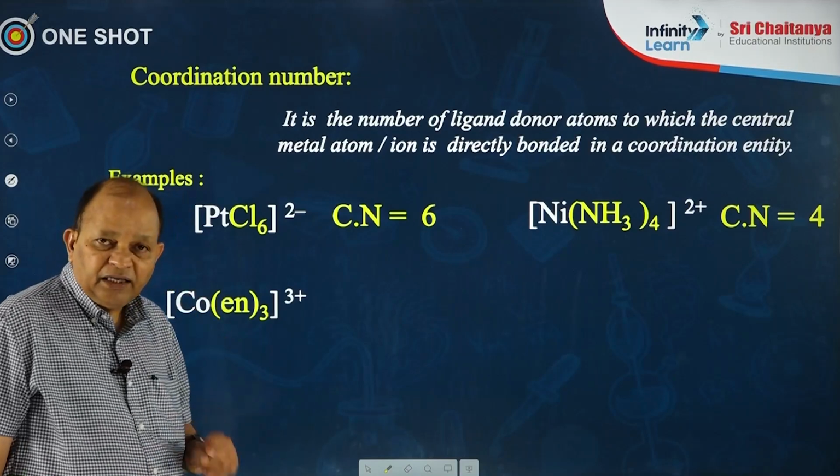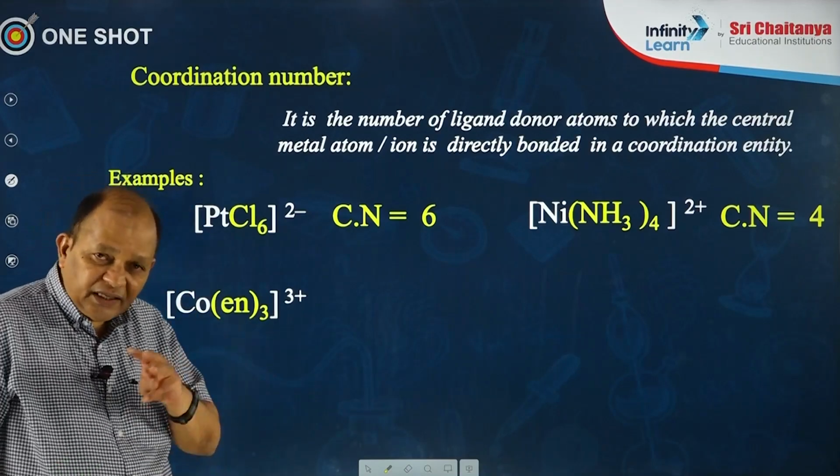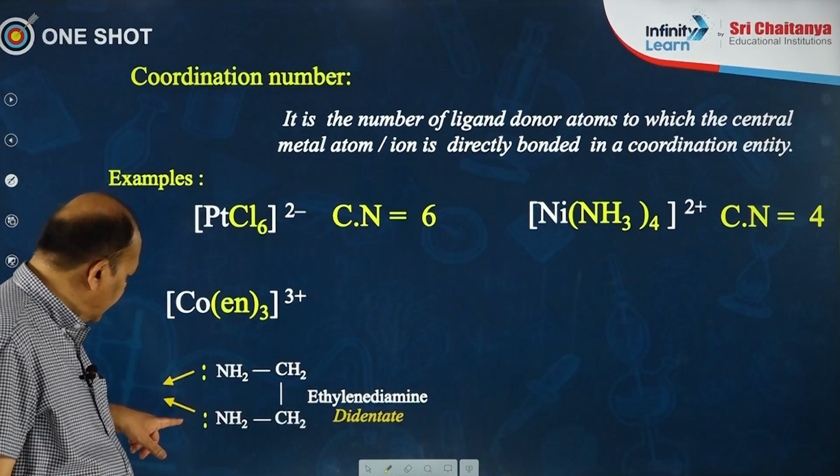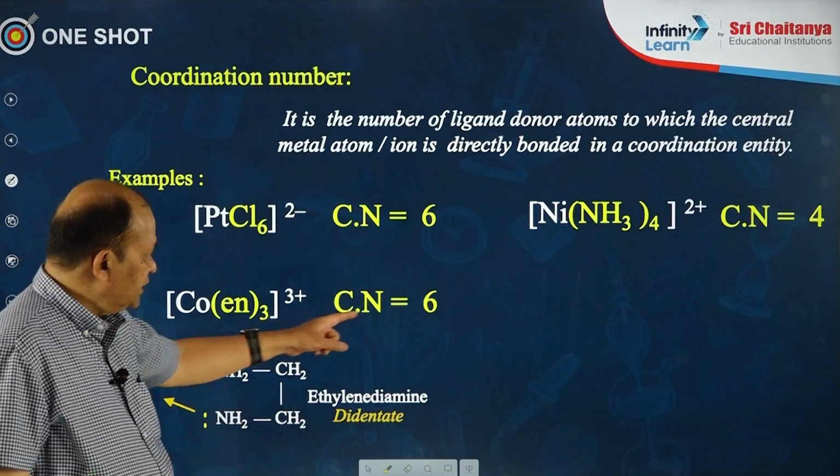Each ethylene diamine is a bidentate ligand. 3 such molecules are bonded. Therefore, the coordination number is 6.